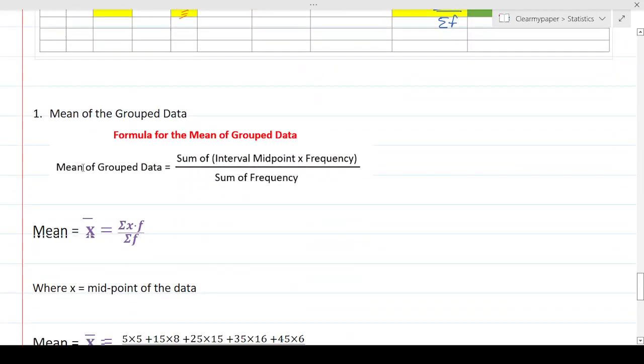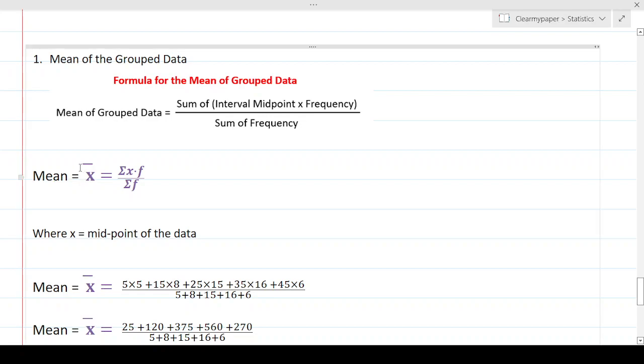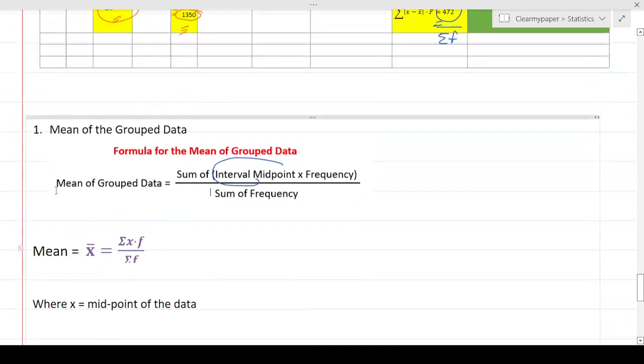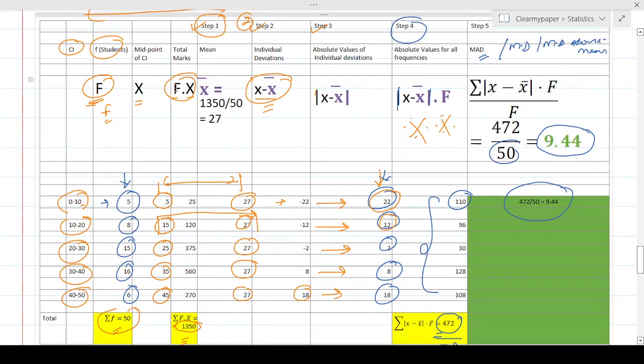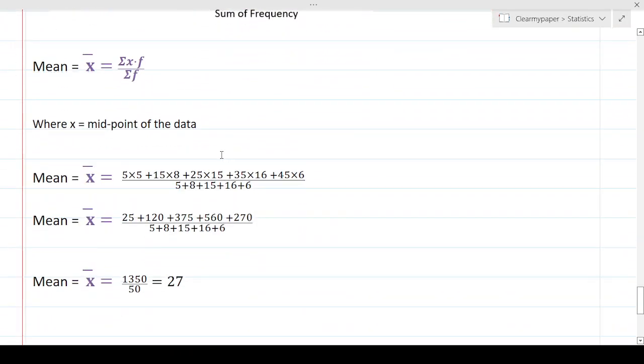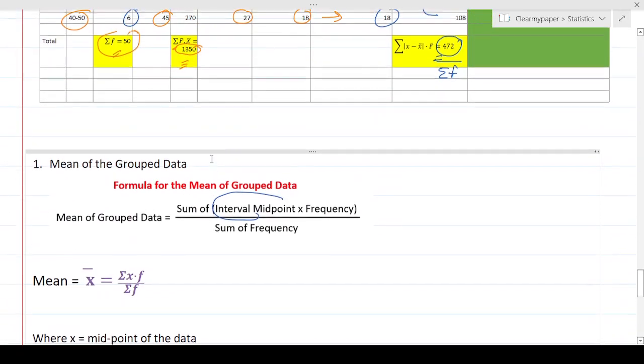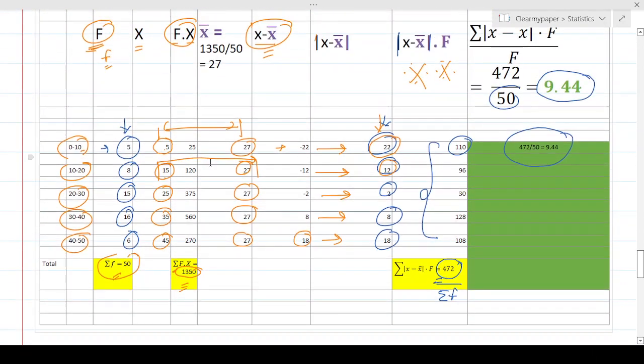I also have written down the formulas here for the mean of the group data. If you remember from the first episode, I've copied the formula. We have to take the interval midpoint and multiply by the frequency, which is what we did here in this f into x. That's what we did here. I've put the detailed steps here where we are multiplying the values, and we got this value as 27 over here, which is what we got here, 27. That's the first step.